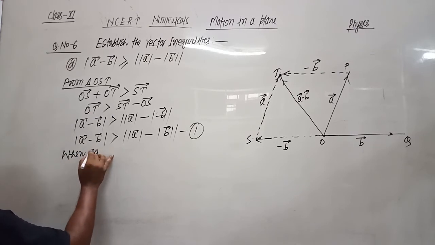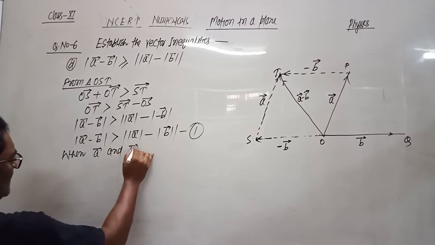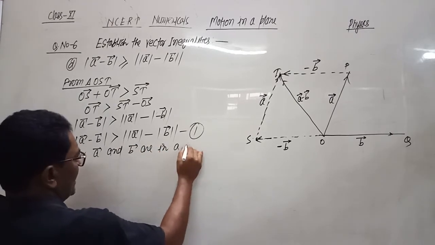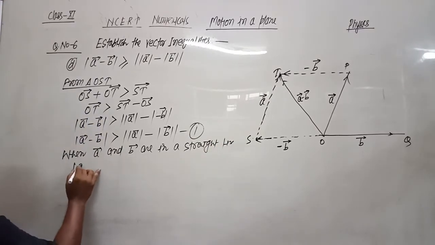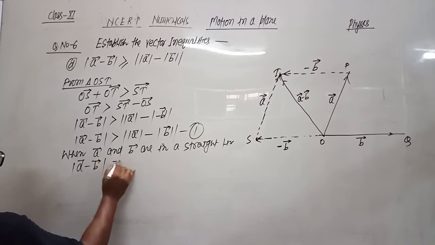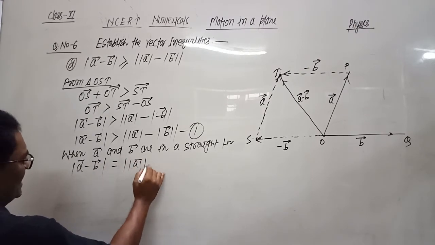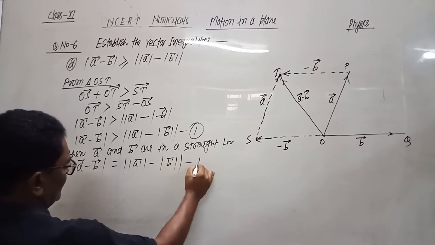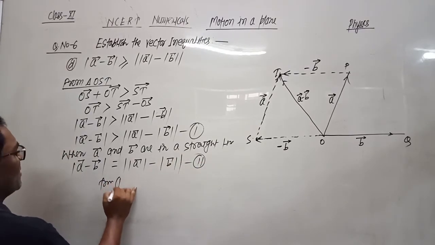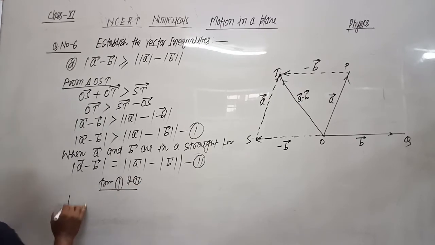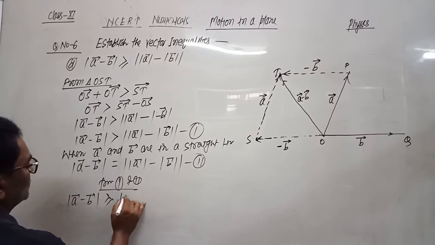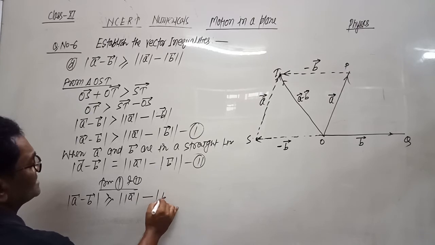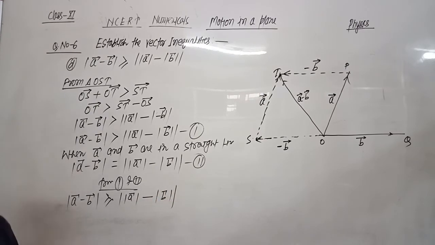And when the vectors A and B are in a straight line, then we can write magnitude of vector A minus vector B is equal to magnitude of vector A minus magnitude of vector B. This is the second equation, and from first and second we conclude that magnitude of vector A minus vector B is greater than or equal to magnitude of vector A minus magnitude of vector B. So this is the relation which has been established.